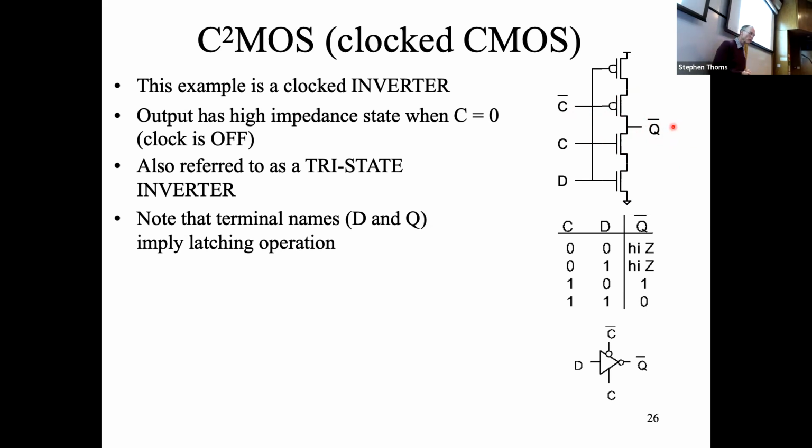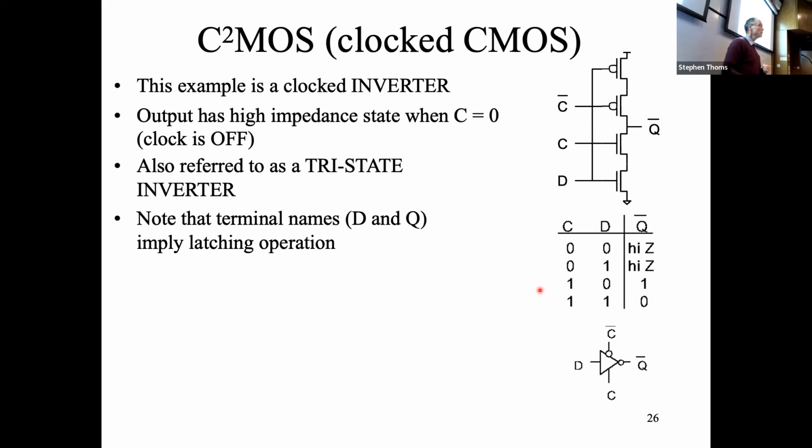The way this works is that when the clock is 0, the whole device goes into a high impedance output state. So you can draw a little truth table here. Let's think about that. If you put the clock to 0, then this transistor is turned off, and this transistor is turned off. That means that the output Q is isolated from both the ground and VDD, and therefore it's high impedance. So if the clock is 0, it doesn't matter what D is, you've got a high impedance output.